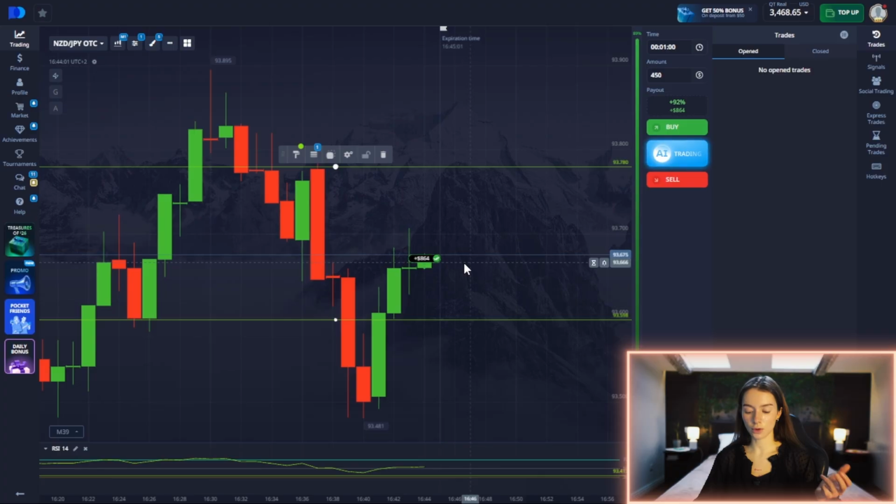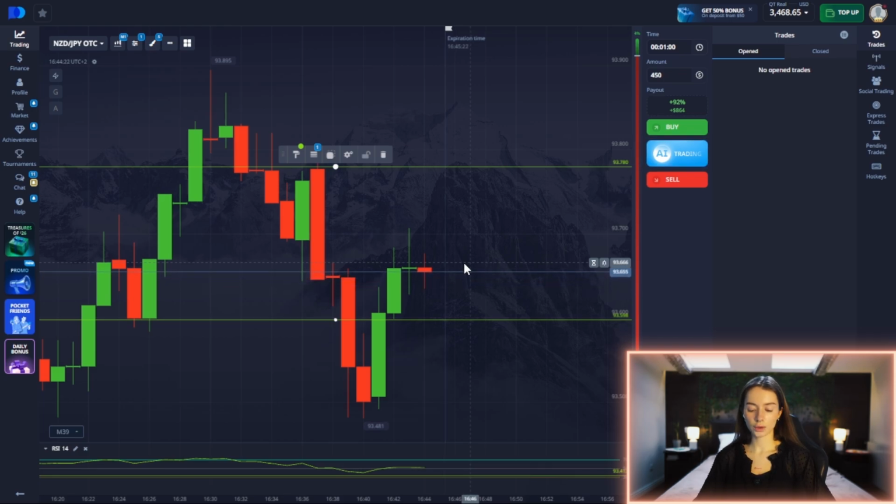We traded from the level. Price broke the level. We waited for two bullish candles and only then entered. And you see the profit. Great. As you can see, trading from levels works too.